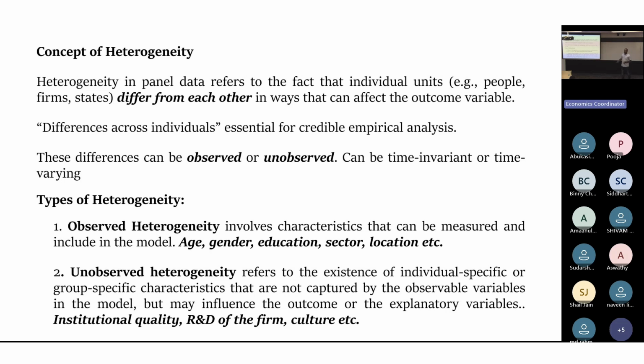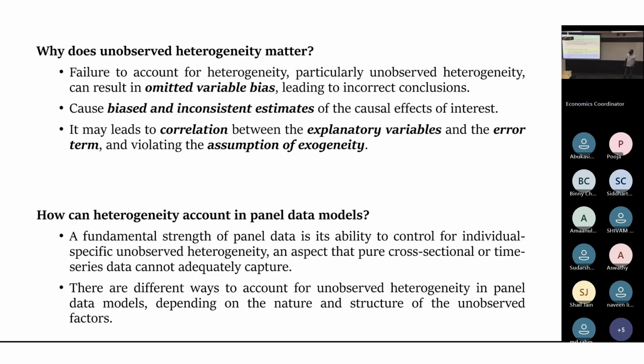Maybe culture is the best example. Culture is a unique nature of individuals. It won't change, but it influences your decision making. So these are some of the classifications of heterogeneity. In this entire discussion, we are going to talk only about unobserved heterogeneity, not observed heterogeneity, because it is the one which we are not able to capture.